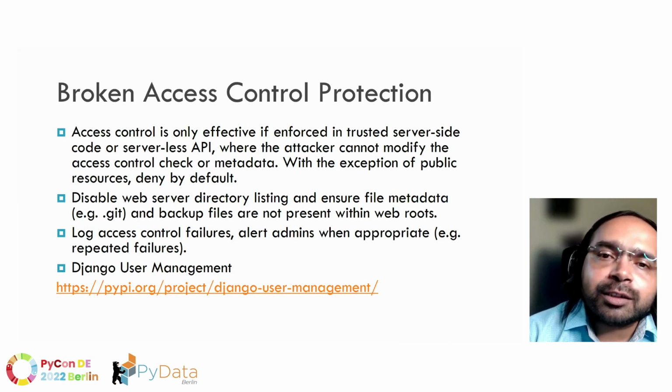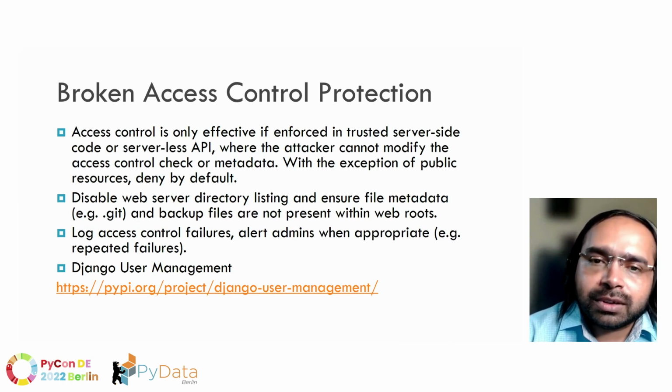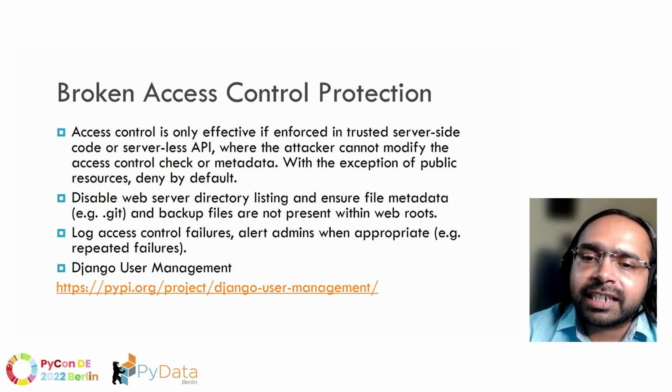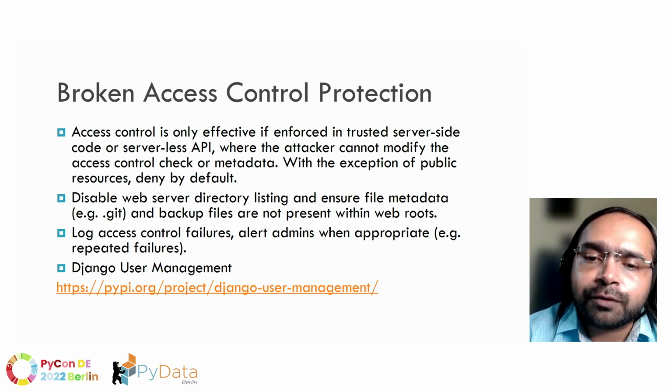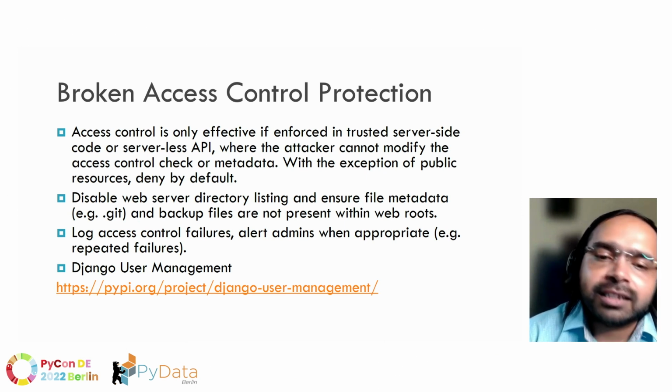Then, to protect against broken access control, access control is only effective if it is enforced in trusted server-side code or a serverless API, where the attacker cannot modify the access control check or metadata. Now disable web server directory listing and ensure file metadata and backup files are not present in the web routes. Then log access control failures, alert admins whenever appropriate, and use Django user management. The Django user management package will help you to implement access control features.